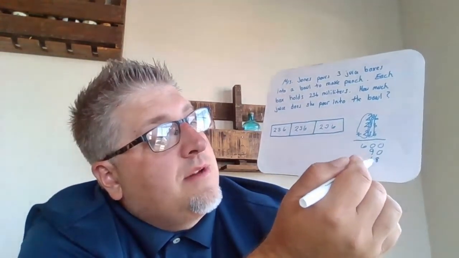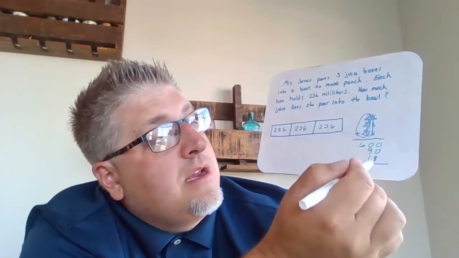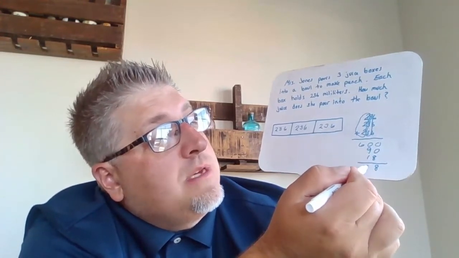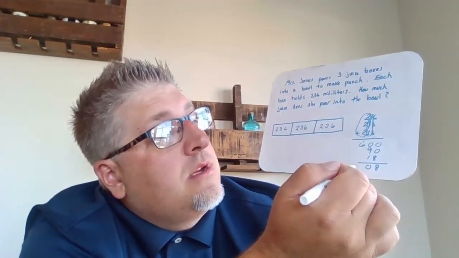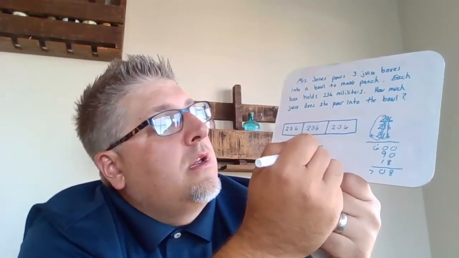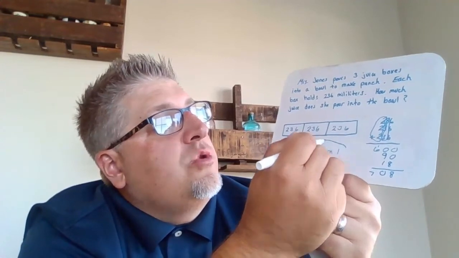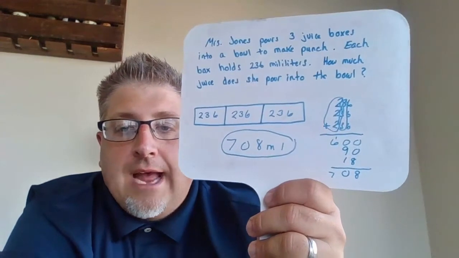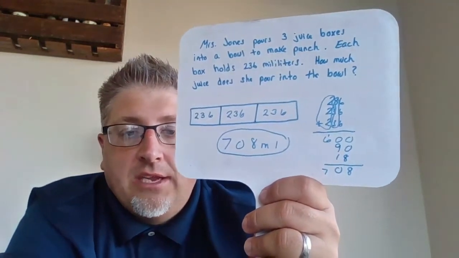So I added a little bit different here to change things up, but that's okay. Right there, 8, 9, and 1 gives me 10. Carry the 1, 708 milliliters of juice is what she has in that container. 708 milliliters of juice. Okay, so that was just a basic application problem to solve milliliters and liters. Very simple.